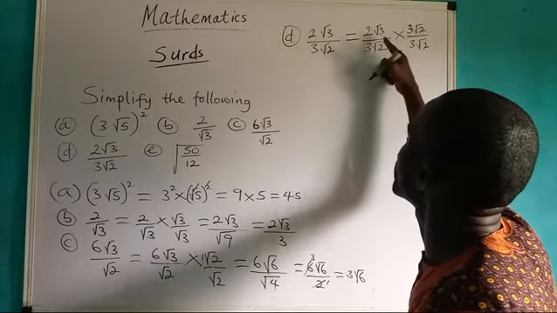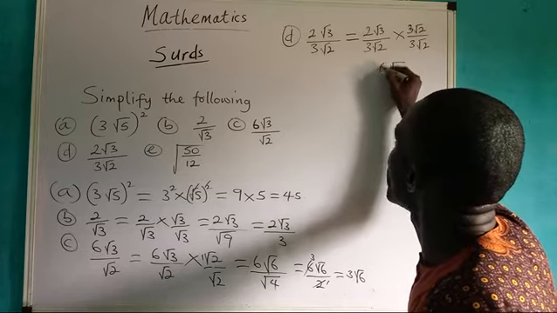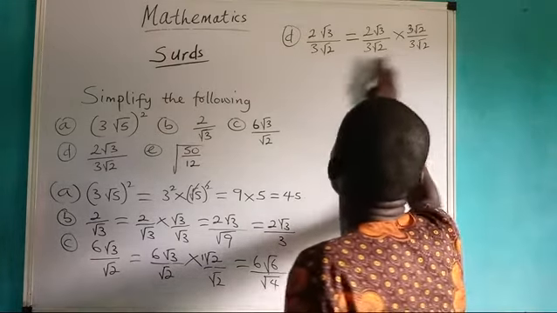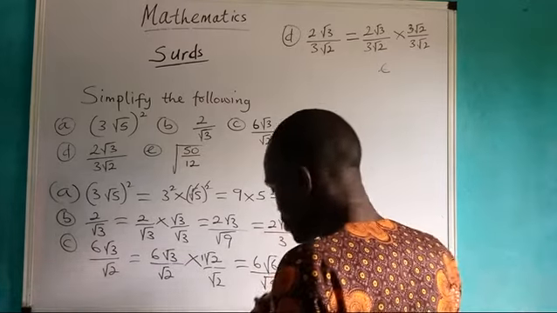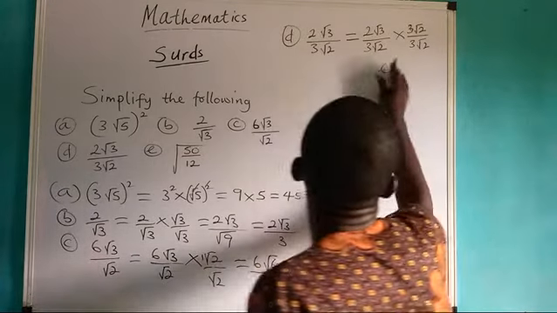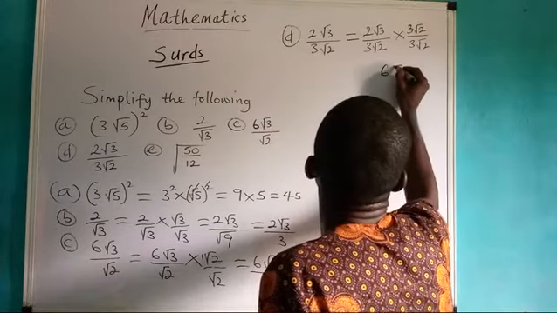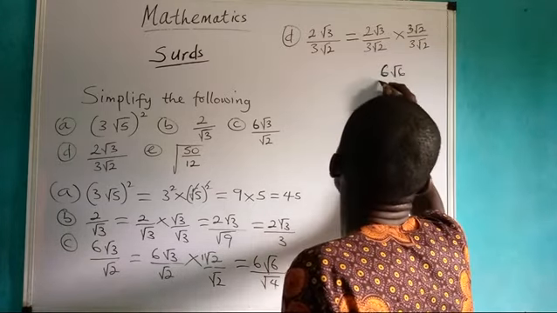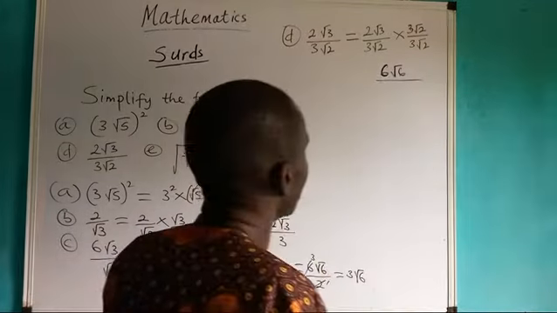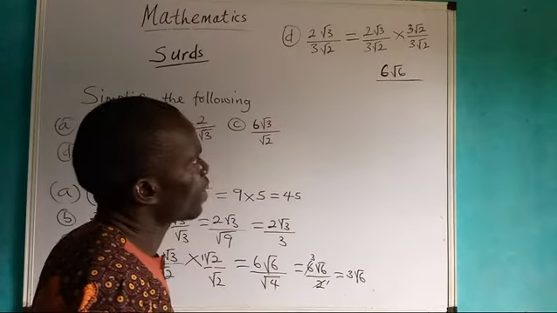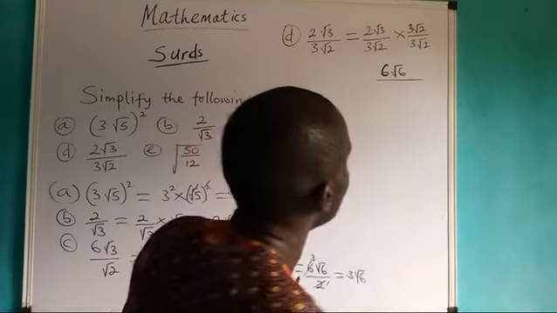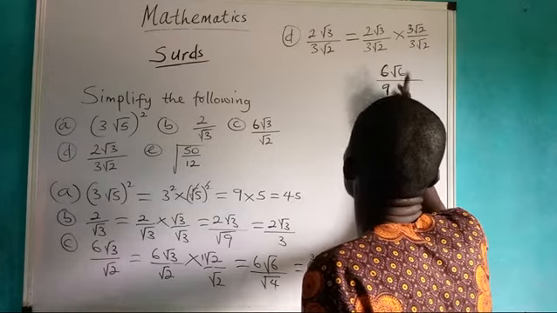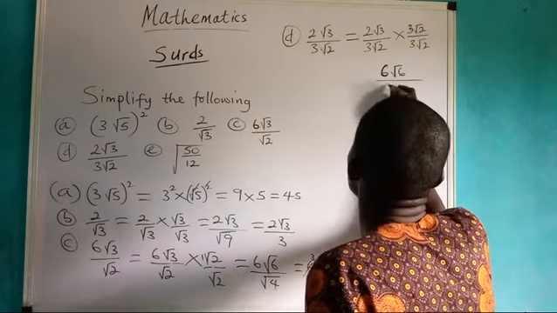Now multiply this one, taking a single root first. Now what do we have here? We have 6. Here we have 6 roots 6. That's for the one at the numerator. The numerator is 6 root 6. For this one we also multiply, and it becomes 9.